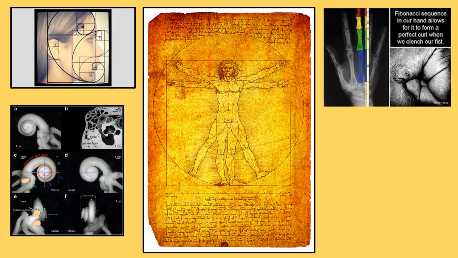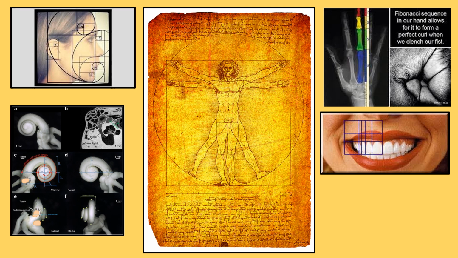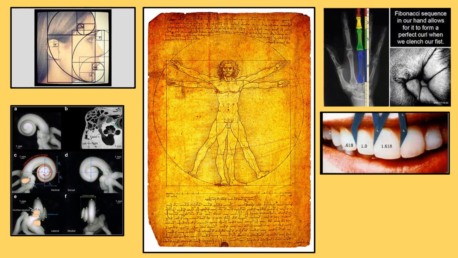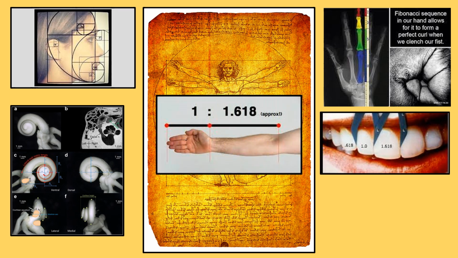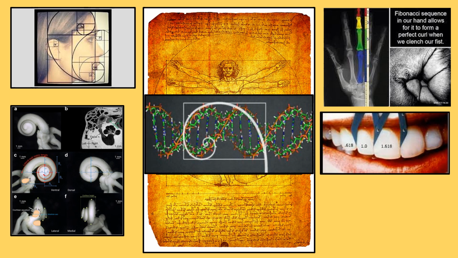Fibonacci sequence is in our hand. It allows it to form a perfect curl when we clench our fist. So that red, yellow, green, blue, that's the Fibonacci sequence, and it's in much of our skeletons. It's actually in our teeth. So that's the golden ratio, 1.618. It's in our skeleton, 1.618. It's in the DNA in our bodies.